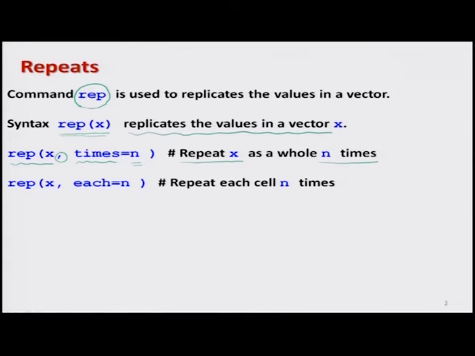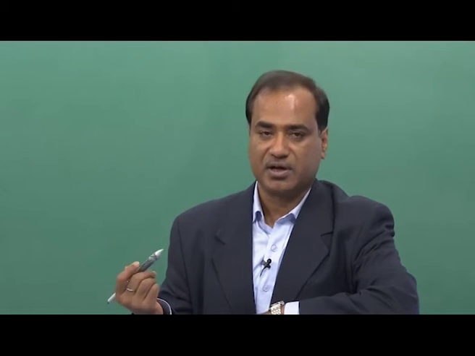And remember one thing, n is going to be an integer, because the repetition can be done once, twice, thrice and so on. Similarly, another option is rep x followed by each equal to n, separated by a comma. This means I want to repeat each of the cells in the vector x n number of times. So, using these commands we try to generate the data. Let us take several examples and try to understand how this rep command works.